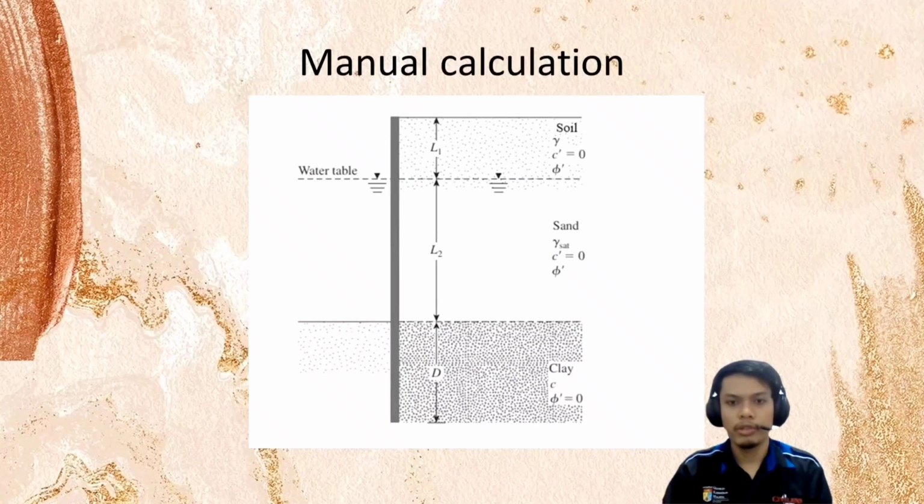So for the manual calculation, the situation is depicted as given in the picture. Basically, this is just an illustration of the condition at the site. So we have here the sheet pile wall, and this is the granular soil that we are going to retain, and this is the different layer of soil at the proper site.